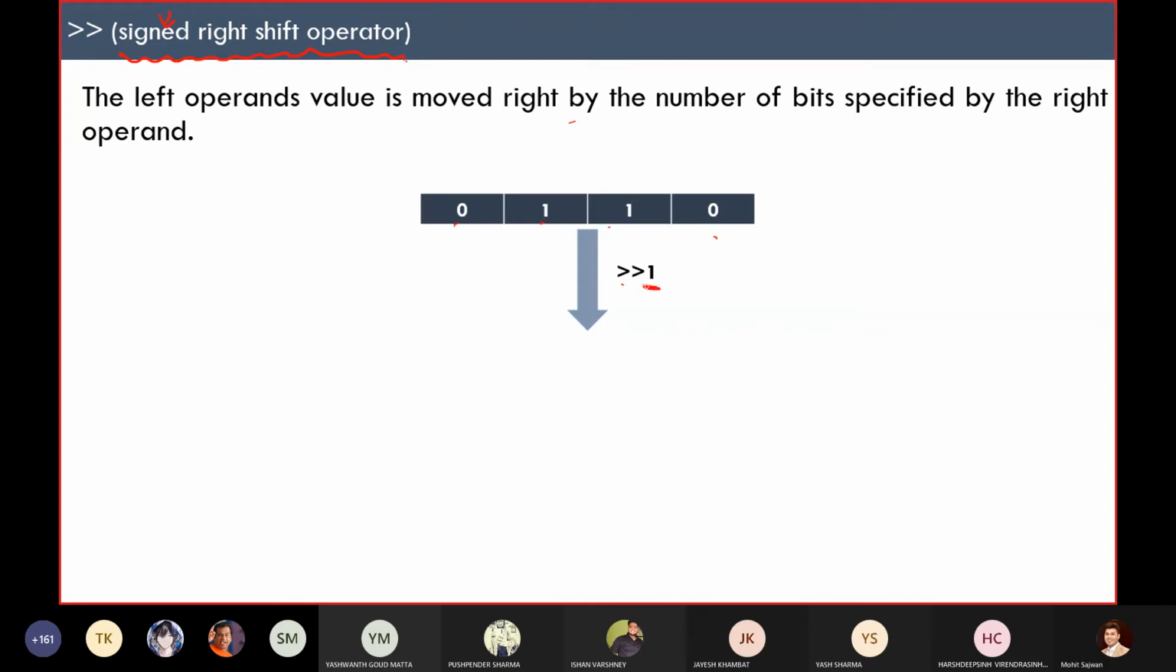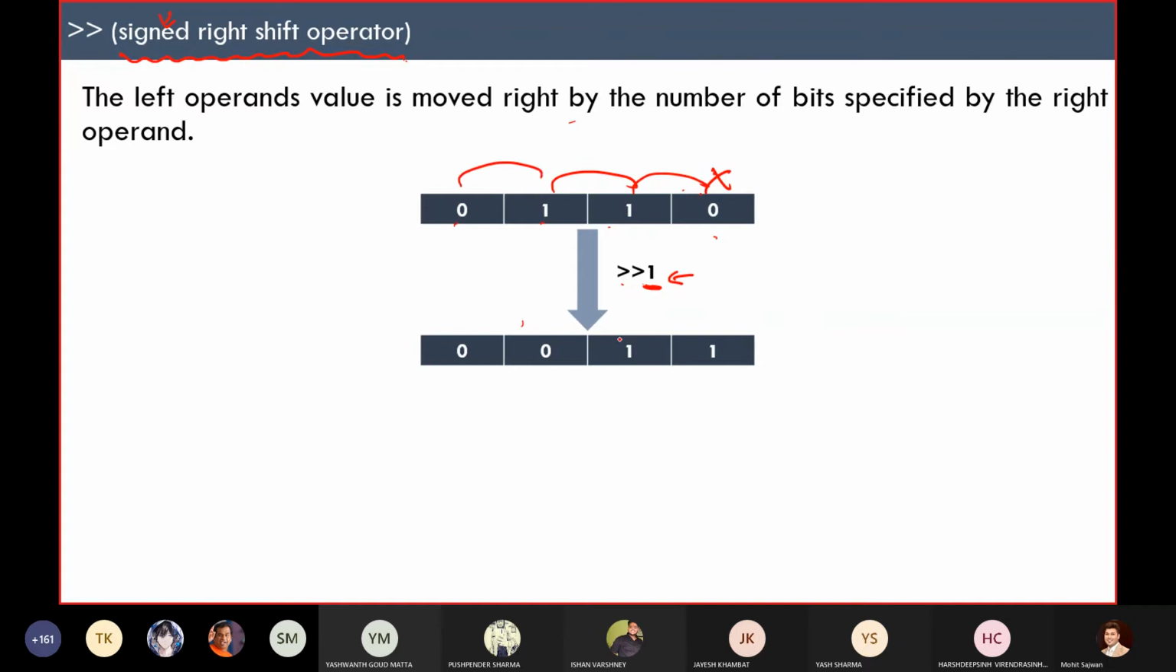Here 1 represents how many times you want to shift. Okay, so we are saying we just want to shift by 1 place. If we perform the right shift operator, then what will happen? This value will be truncated, and I am going to shift all these values, like this, 1 position towards the right side. So this is the output you will get. If you want to perform the right shift operator, this is the basic idea behind that.